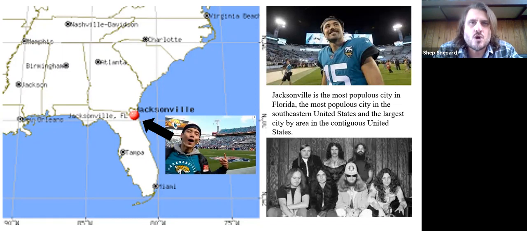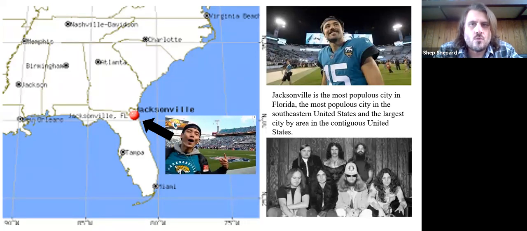There's a picture there of Gardner Minshew, our latest quarterback, because our quarterback, Nick Foles, just went down and got injured, and this guy's a character. He's a rookie, a sixth round draft pick, and he's become a meme across the country right now because of his goofy ways and his mustache. We're also famous for Lynyrd Skynyrd, and there's a picture of the band in the bottom right corner.